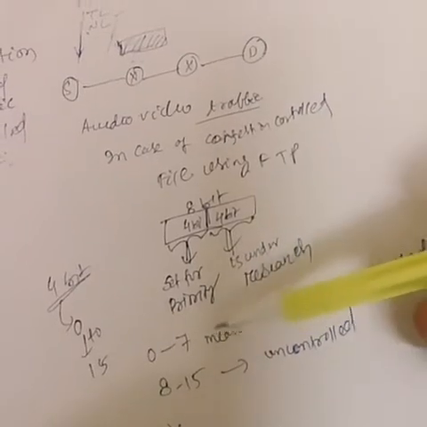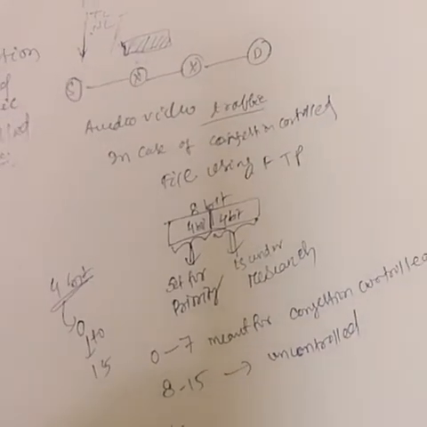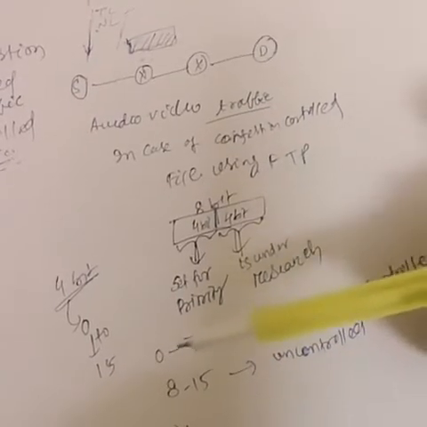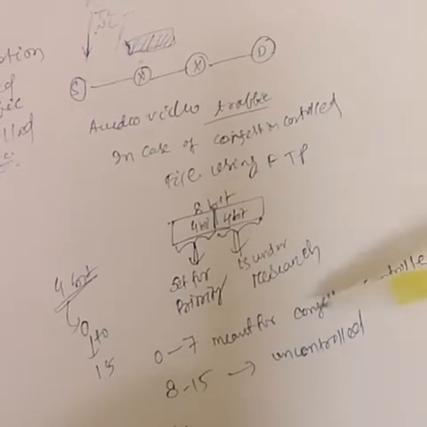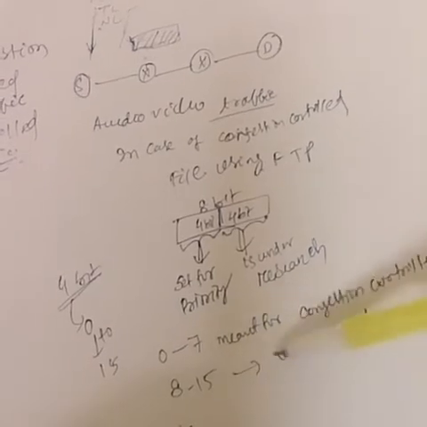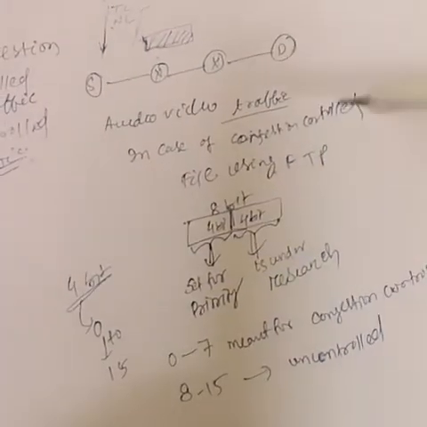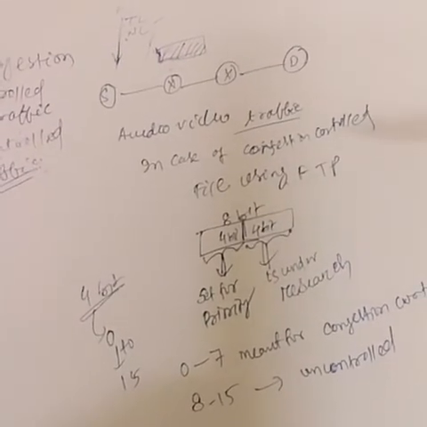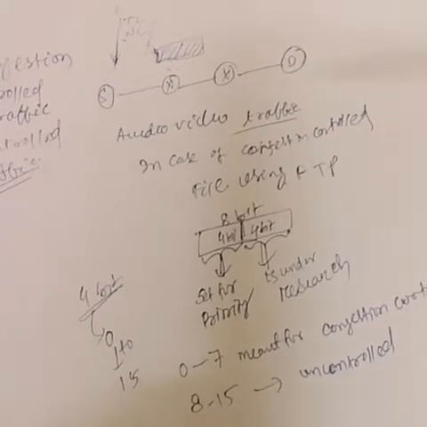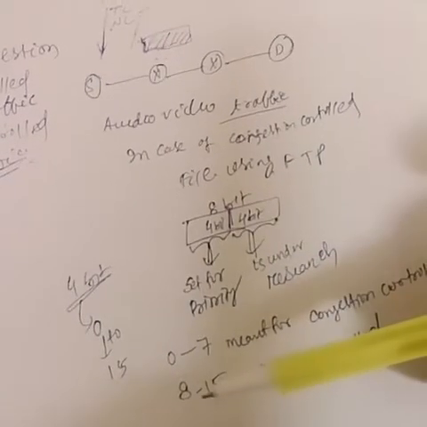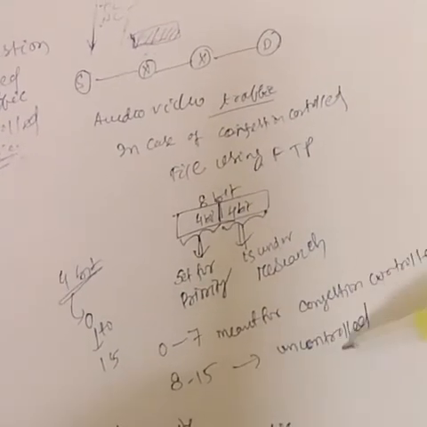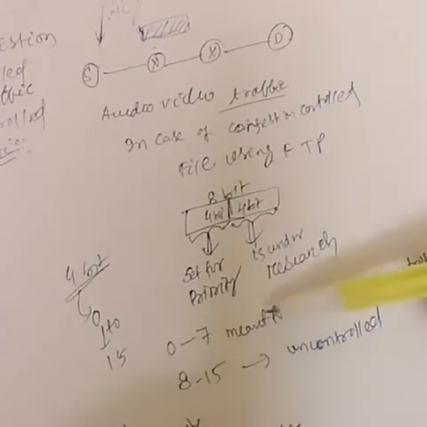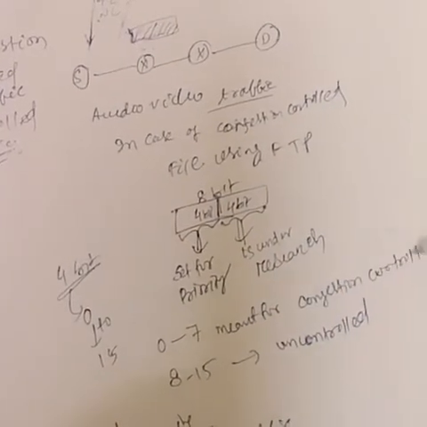0 to 7 traffic is still of two types. One is congestion control traffic and another is uncontrolled. So the 0 to 7 priority values are meant for congestion control, and 8 to 15, I have told you, uncontrolled traffic will be given more priority than the congestion control traffic. That's why these have higher priority over controlled traffic, right? And this 0 to 7 is meant for congestion control traffic.